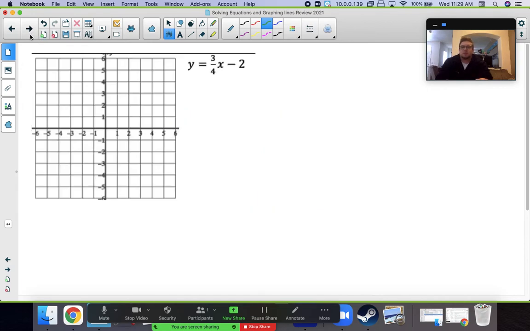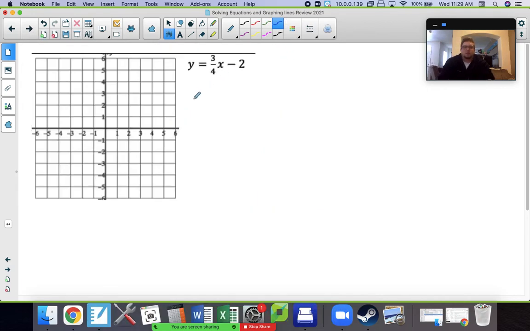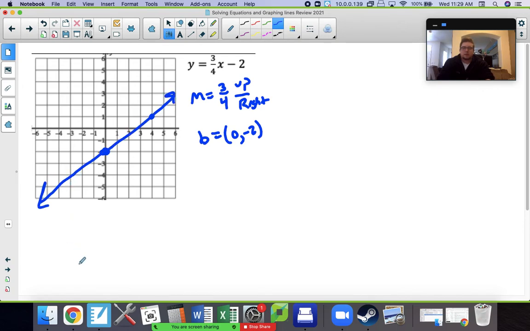So let's practice a few. Slope-intercept form. M is 3/4. B is 0, -2. So we start here, and then we move up and right. Up 3. 1, 2, 3. 1, 2, 3, 4. You got your 2 dots. That's all it takes to make a line. And there it is.